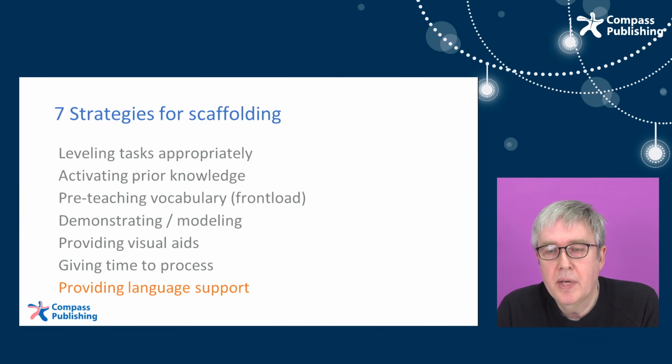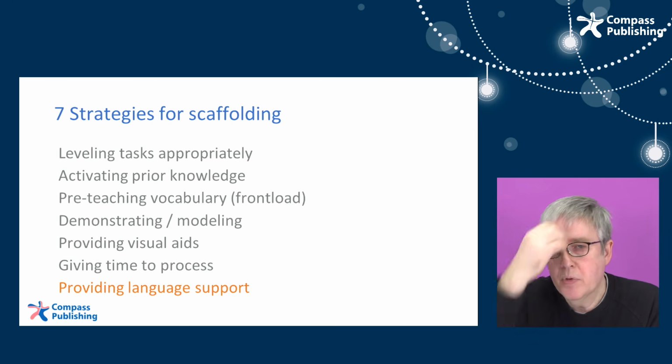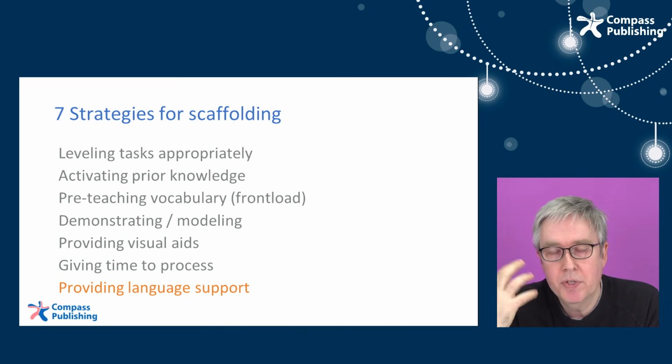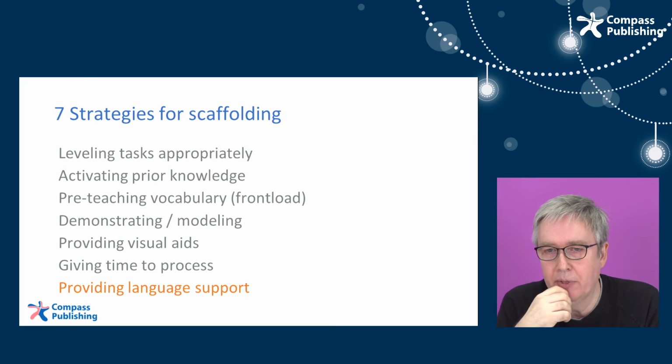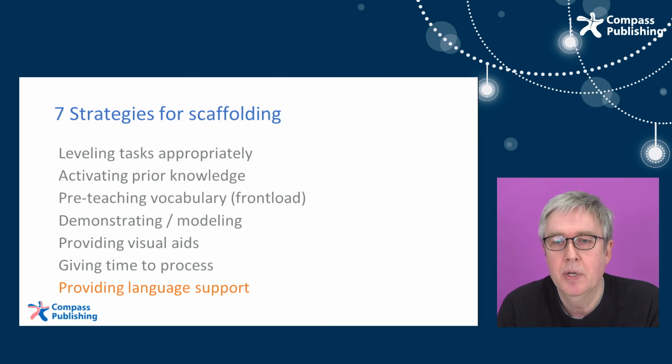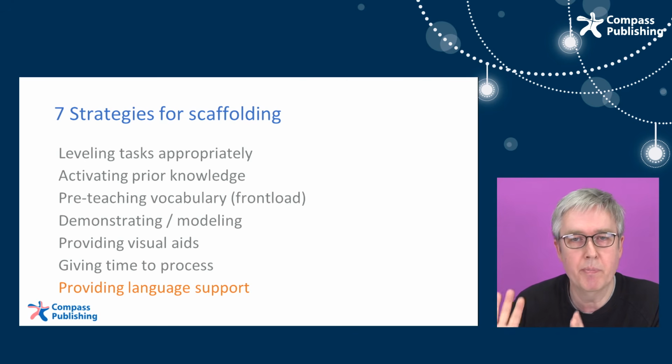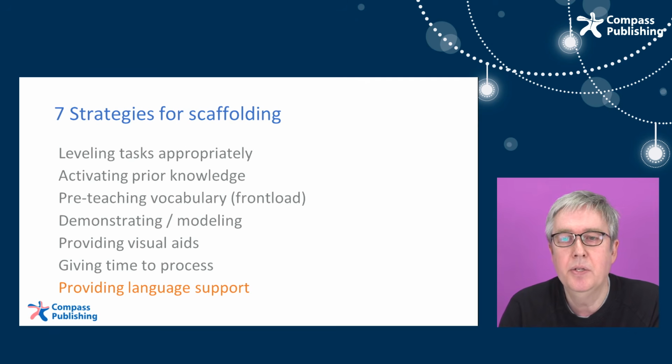The seventh and final strategy for scaffolding is about providing language support. So providing language support is probably what teachers think of most commonly when they're thinking about scaffolding. But as we've seen, it's only one strategy among all of the seven. So what do we mean by language support? Language support means we're putting something either on the whiteboard or on a handout or on the slide to help students while they're doing an activity.